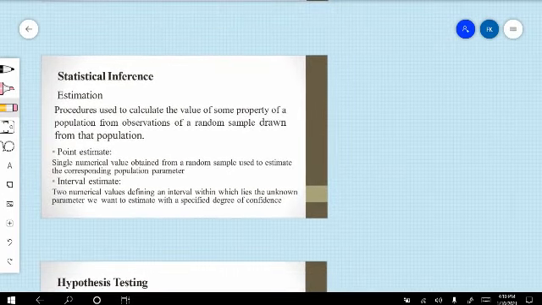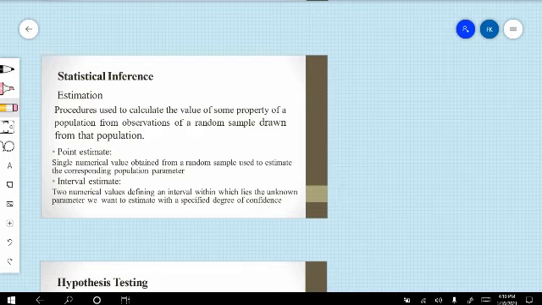Statistical inference. Estimation. Estimation is the procedures used to calculate the value of some property of population from observation of random sample drawn from that population. We take certain observation of the random sample and we try to calculate the value of the same property within the population. And we have two types of estimation: point estimate and interval estimate.